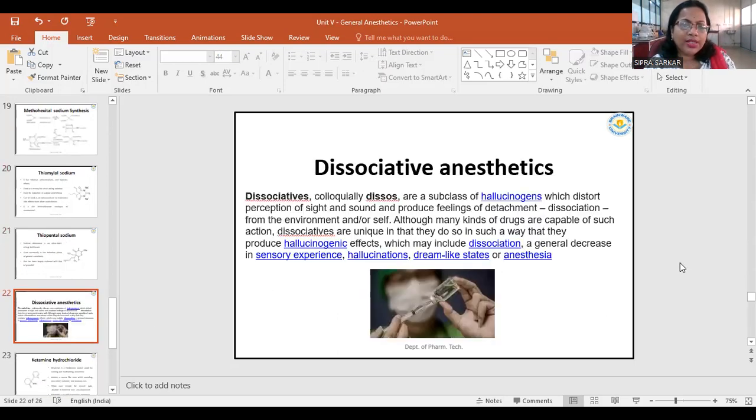Now, coming to the dissociative anesthetics, that is one type of separate category. Dissociatives, colloquially dissos, are a subclass of hallucinogen which distort our perception of sight and sound, and produce feelings of detachment, dissociation from the environment and self. Although many kinds of drugs are capable of such action, dissociatives are unique in that they produce hallucinogenic effects, which may induce dissociation, a general decrease in sensory experiences, hallucination, dreamlike states and anesthesia. This is some sort of injectable.